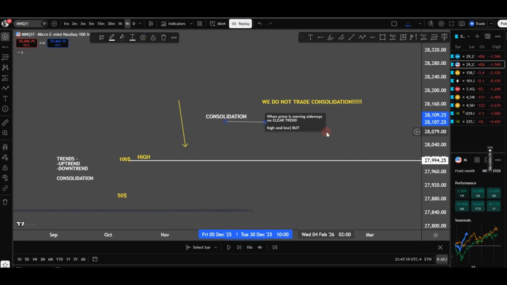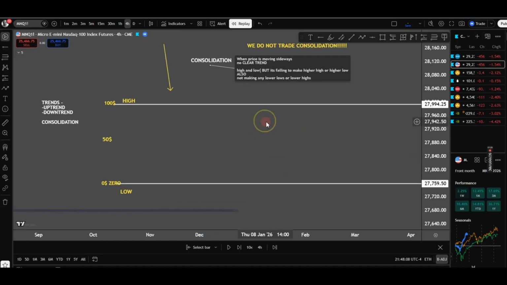But it's failing, meaning it cannot, and it's showing us it's struggling, it's failing to make a higher high or higher low. Also, not making any lower lows or lower highs. Lower highs, my bad, got a little confused. So this is consolidation, and we do not trade consolidation, guys.